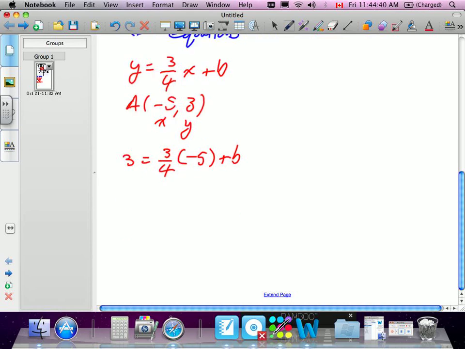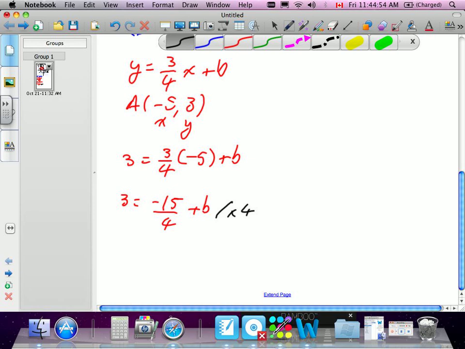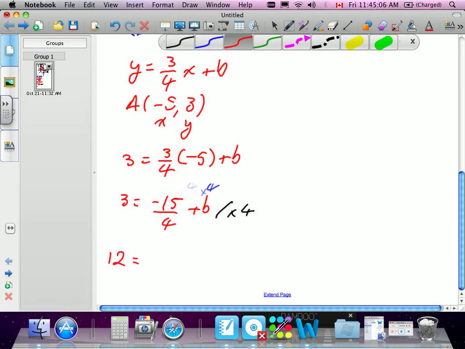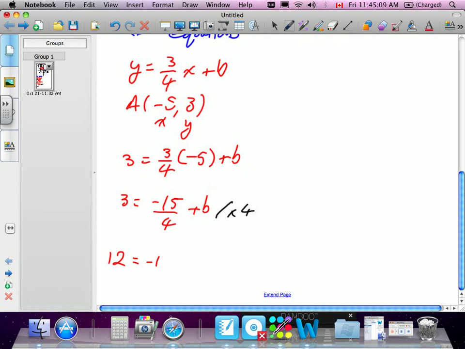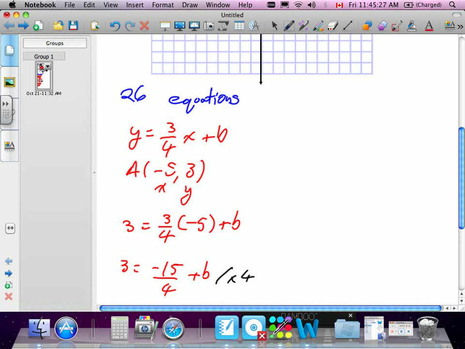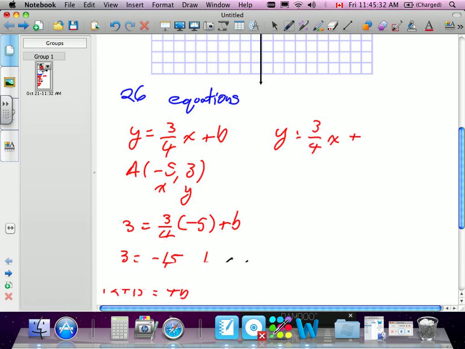I end up with 3 is equal to -15 over 4 plus b. If I multiply everything by 4, I'll get rid of that fraction on the bottom. So I multiply each term by 4, by 4, and by 4. When I multiply 3 by 4, I get 12 is equal to, when I multiply -15 over 4 by 4, the 2 4's cancel out, and I get 4b. Bring 15 to the other side. 27 over 4 equals b. Does that make sense? So the equation of one of my lines is y equals 3 over 4 x plus 27 over 4.